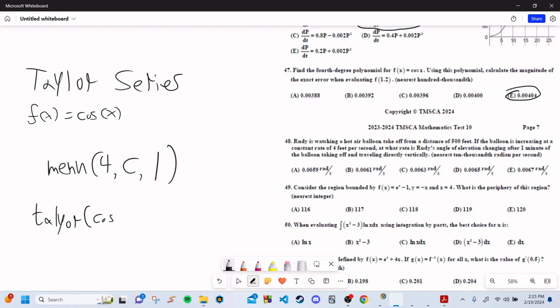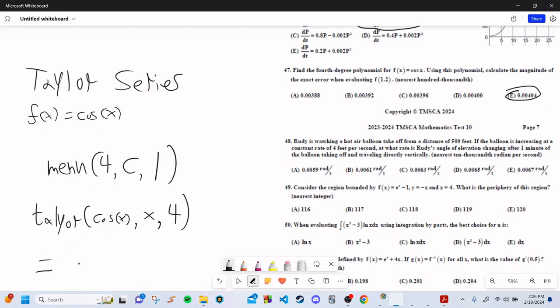And so what you want to write here is your function. So in this case, that would be cosine of x. Let me just write it on my end. Then you want to write what your independent variable is, which is x, separated by a comma, right? And then last thing you want to do is write the degree that you want. So we want a 4th degree polynomial, so we're going to write 4.